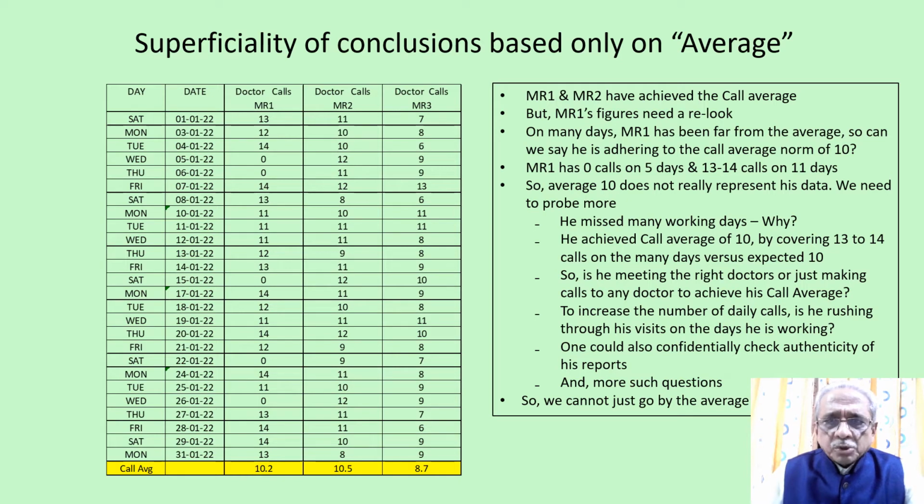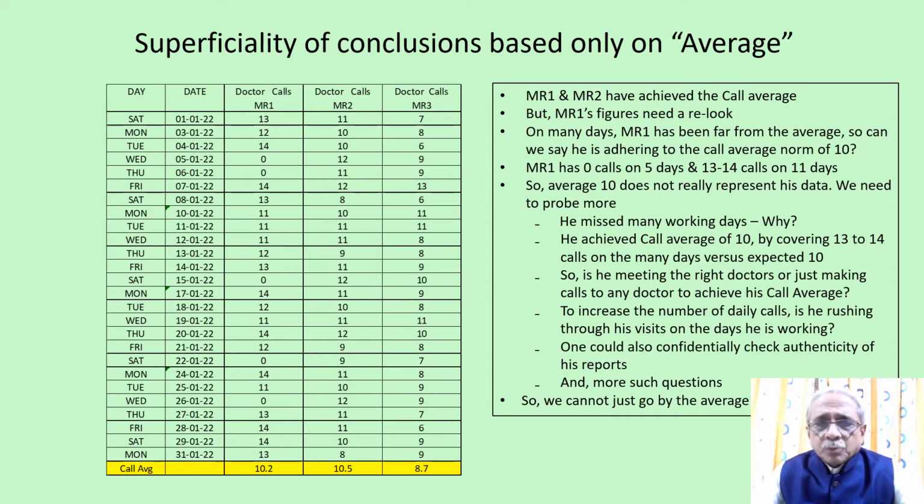MR1 and MR2 have achieved the call average, but MR1's figure needs a relook. On many days, MR1 has been far from the average. So can we say he is adhering to the call average norm of 10? You can see MR1 has 0 calls on 5 days and 13 to 14 calls on 11 days. So average 10 does not really represent his data. We need to probe more.